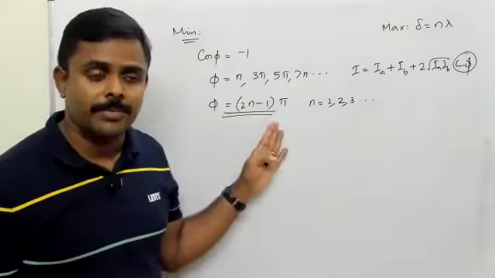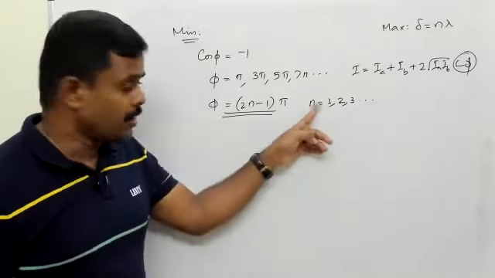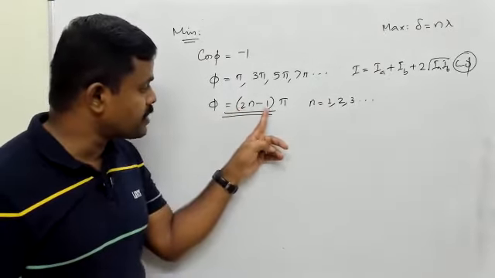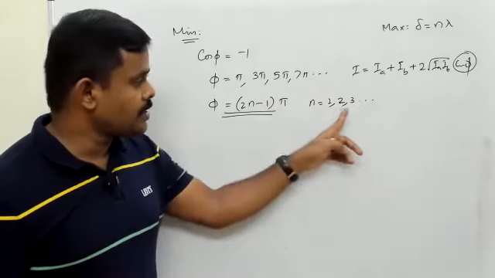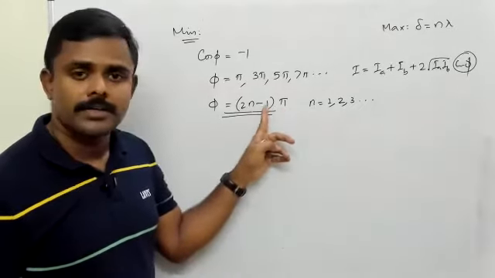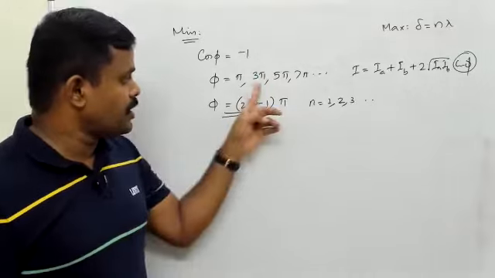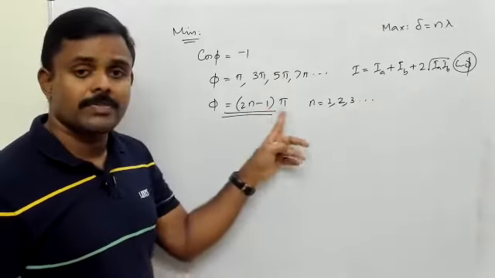2n minus 1 is easy because you can put n equal to 1. You put n equal to 1: 2 into 1 is 2, 2 minus 1, 1 pi. n equal to 2: 2 into 2, 4, 4 minus 1, 3 pi. Likewise, 2 into 3, 6, 6 minus 1, 5 pi.